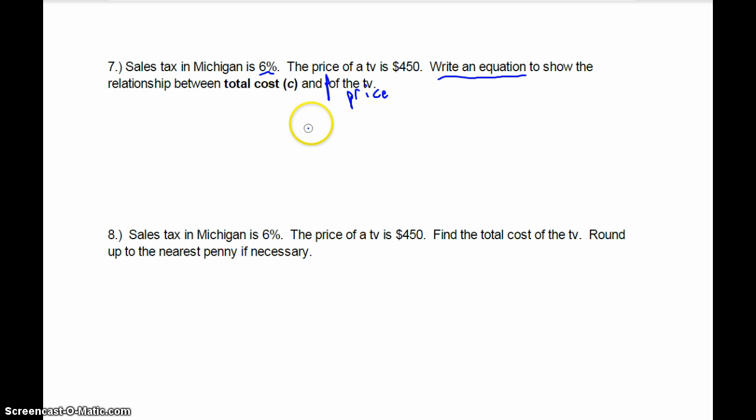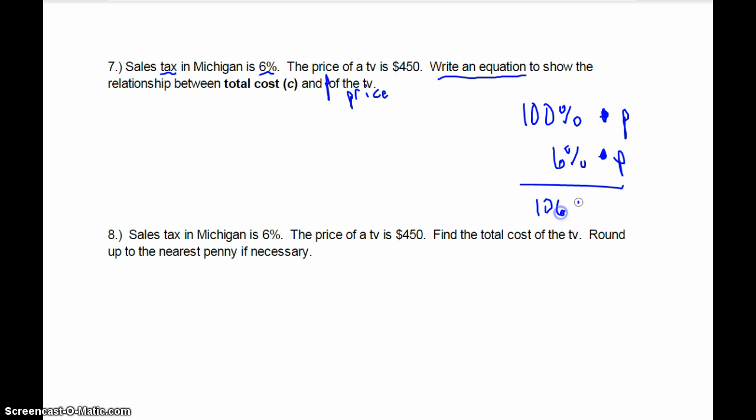So what we've got to understand is that we're going to pay 100% of the price. And we're also going to pay another 6% of the price. See my big dot means multiply? Because 100% of the price is going to go to the store, 6% of the price is going to go to the government for tax. What that means is we're going to pay 106% of the price.